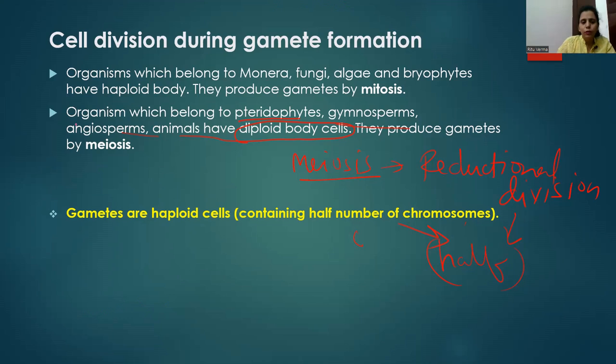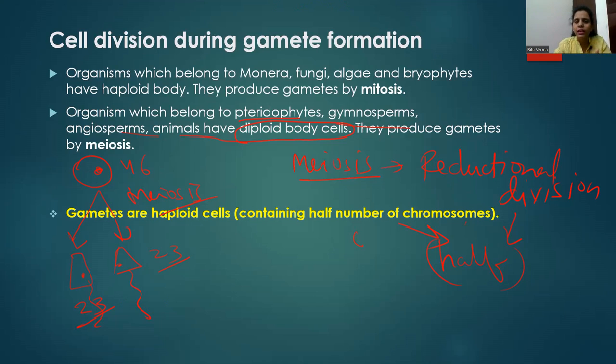For example, in human beings, a normal cell has 46 chromosomes. If this cell is dividing to give rise to two new sperms, this cell will divide by meiosis, and each sperm will now have 23 chromosomes. That means the chromosome number in the parent cell was 46, and now it is reduced to half in each new cell which is formed. So this type of division is called meiosis, in which the number of chromosomes is reduced to half, and hence it is called reductional division.